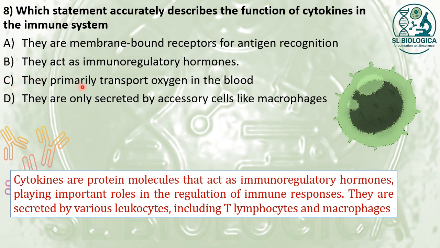Option C, they primarily transport oxygen in the blood. No, they don't have that function. Then option D is they are only secreted by accessory cells like macrophages. So that one is also not correct because they are also secreted by the T lymphocytes. So which one is the correct answer? Option B is the correct answer. They act as immunoregulatory hormones. Okay. Now let's move to the next question.